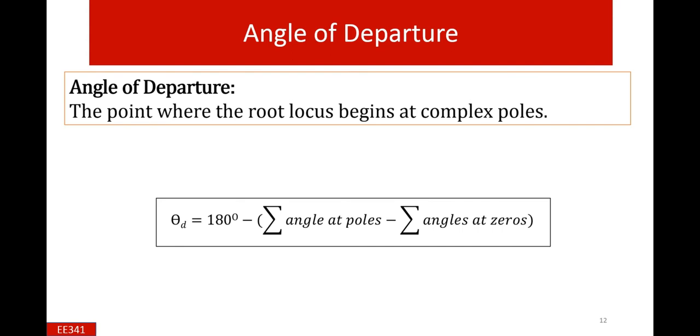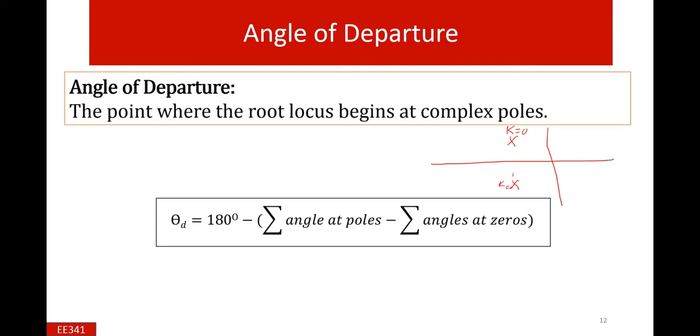Angle of departure: when there is a pole in the complex plane, at what angle does the locus depart? These are the open loop poles.